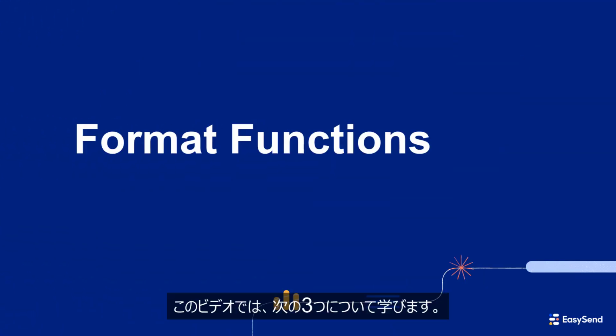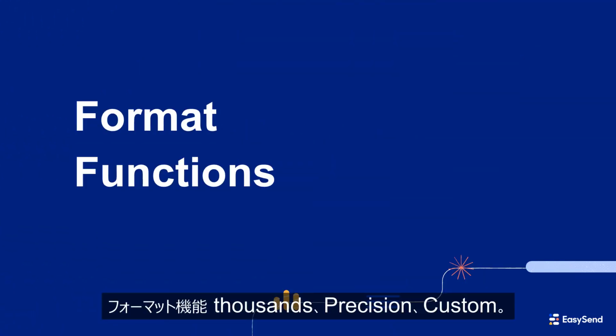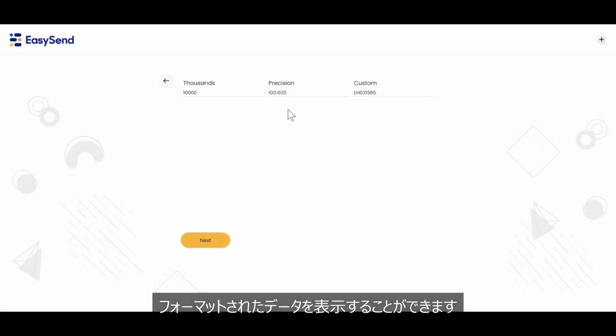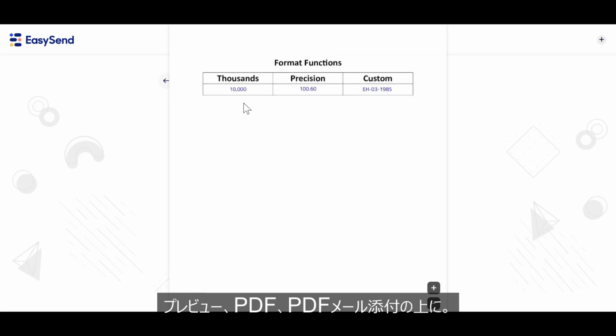In this video, we'll learn about three format functions: thousands, precision, and custom. These functions are available to use in EasySend's formula editor feature. They allow us to display formatted data on top of preview PDF and PDF email attachments.